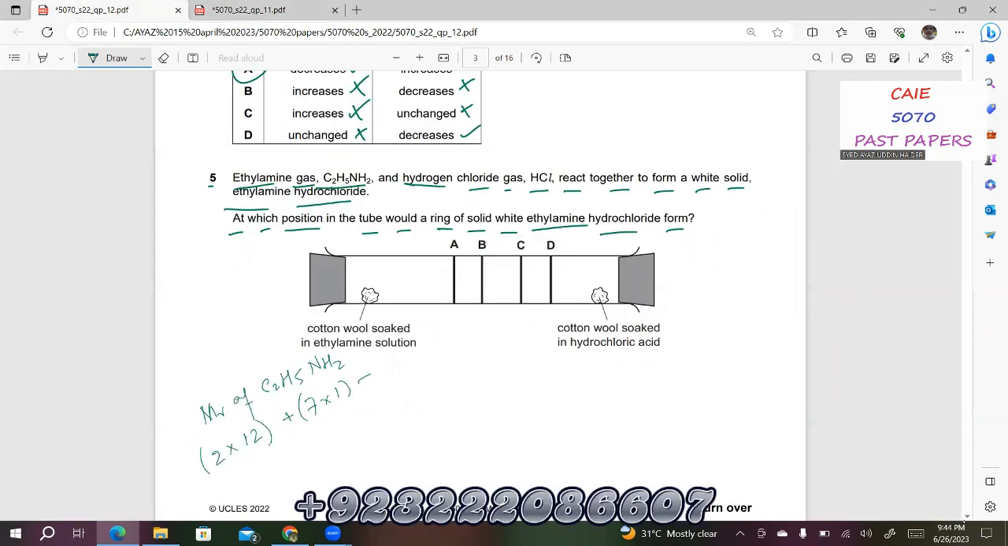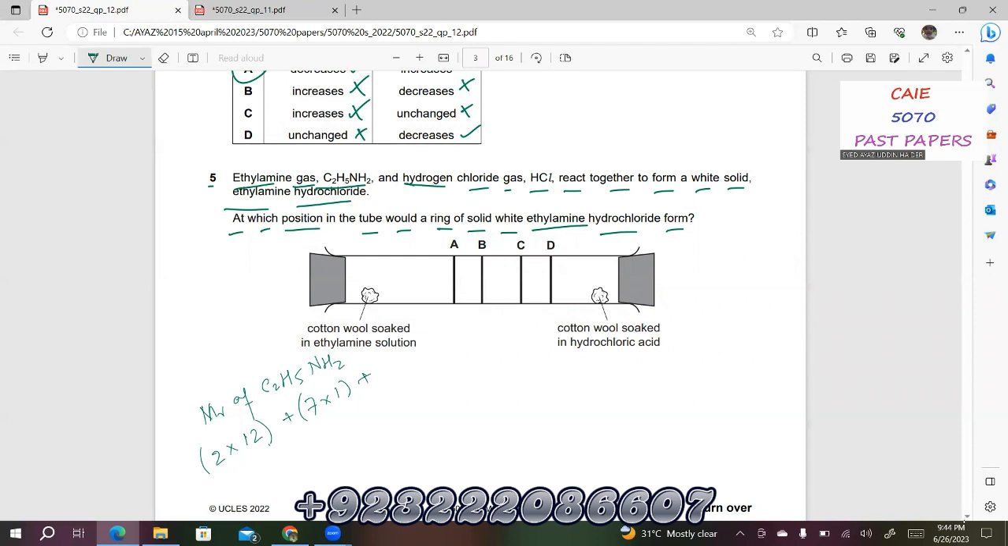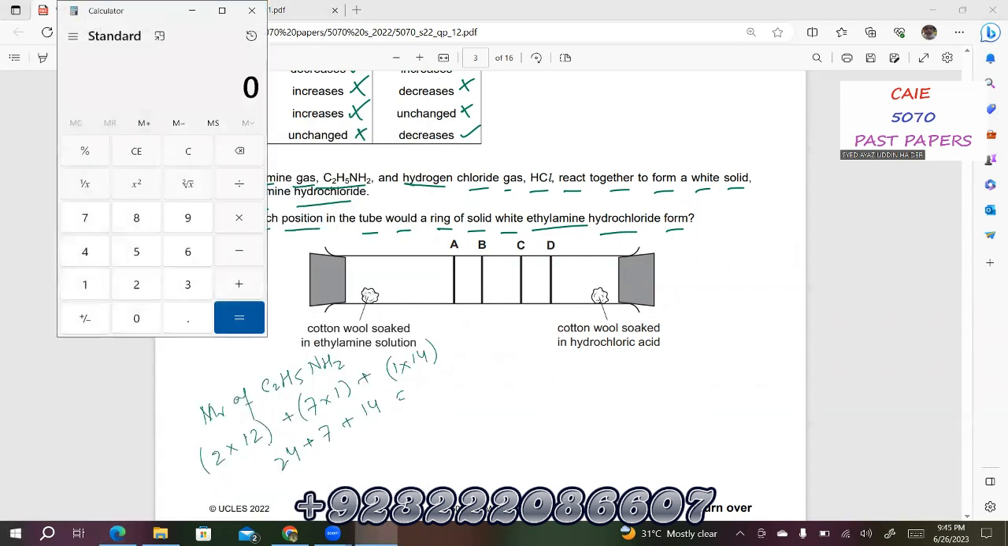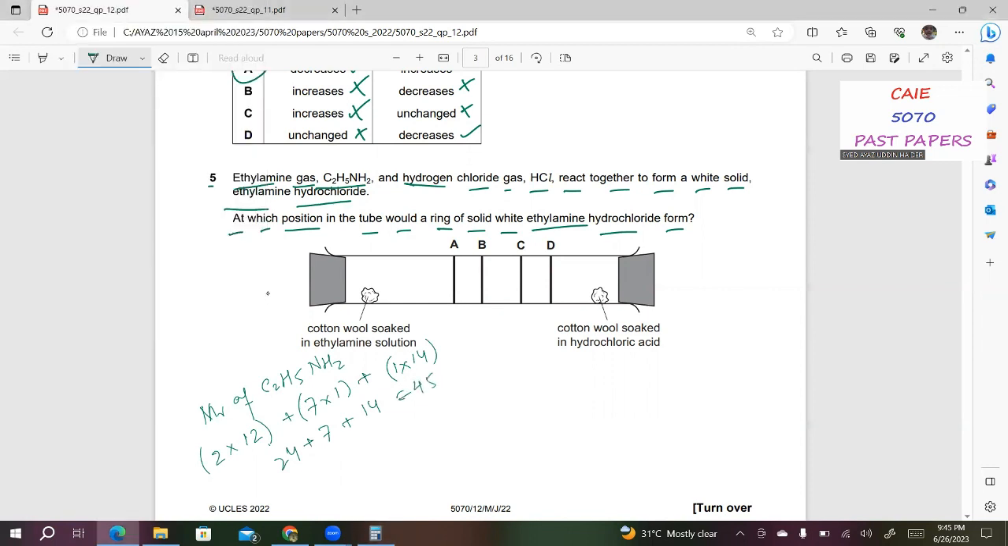Plus we have 1 nitrogen atom. Ar of nitrogen is 14, so we multiply 1 by 14. The final answer will be 24 plus 7 plus 14, which gives 45. 45 is the Mr of ethylamine. So I am writing 45 here.